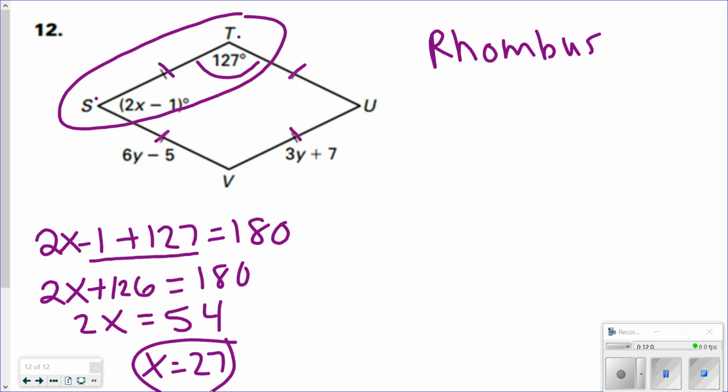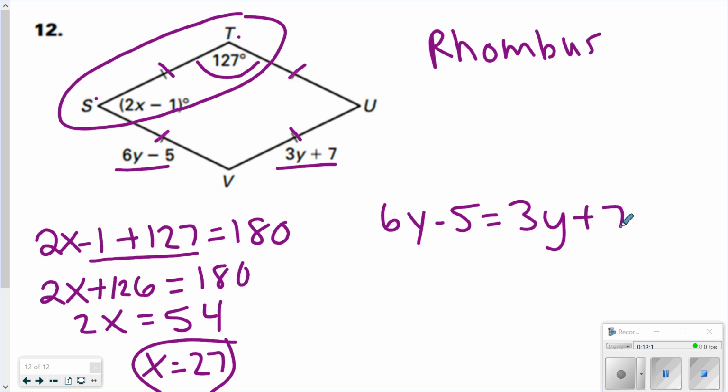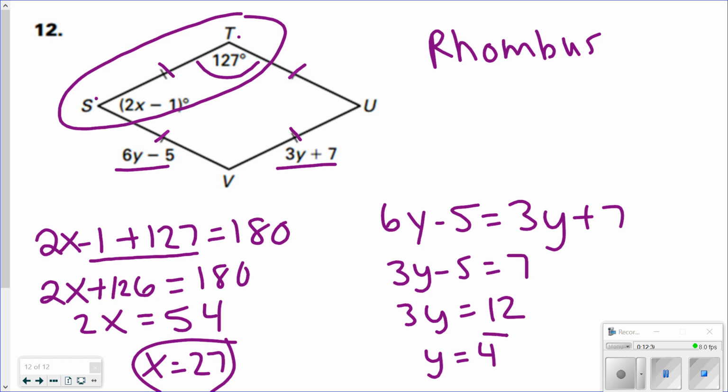Now let's solve for y. If we look at the y's, we see that they're on the sides. And for a rhombus, our sides are congruent. So I'm just going to set 6y minus 5 is equal to 3y plus 7. Subtract 3y from each side. I get 3y minus 5 is equal to 7. Add 5 to each side. 3y is equal to 12. Divide by 3. y then is equal to 4.